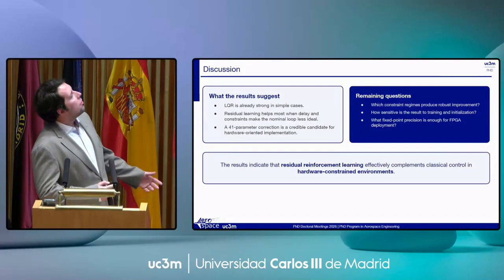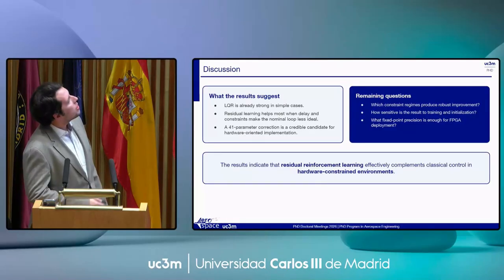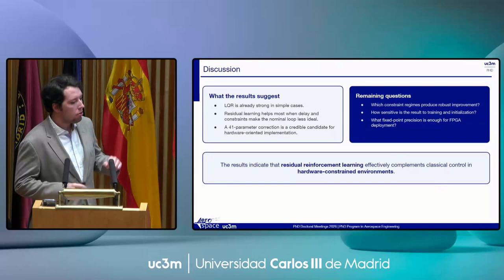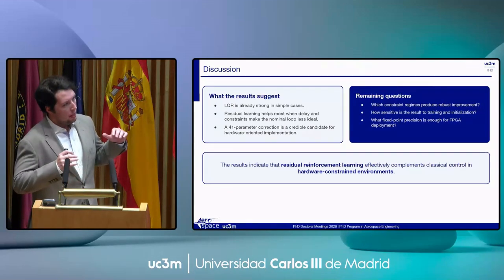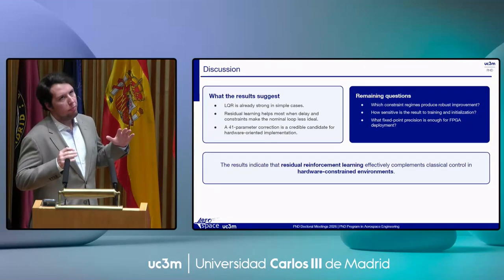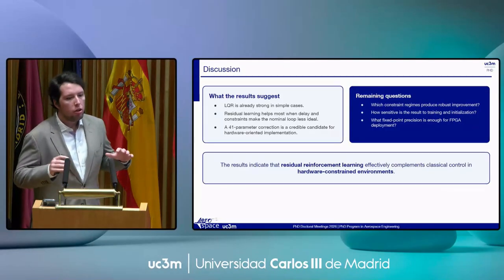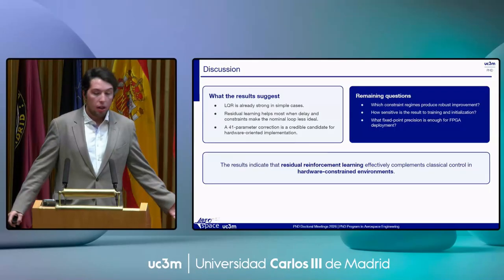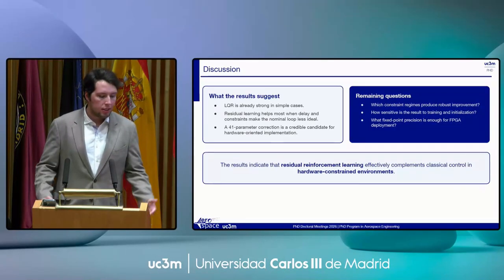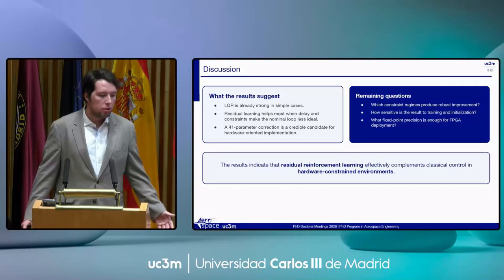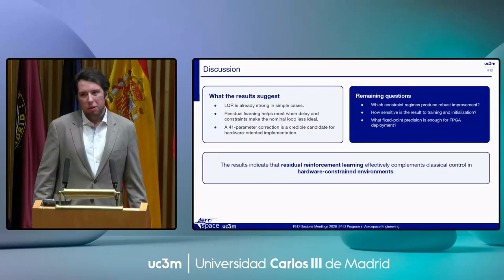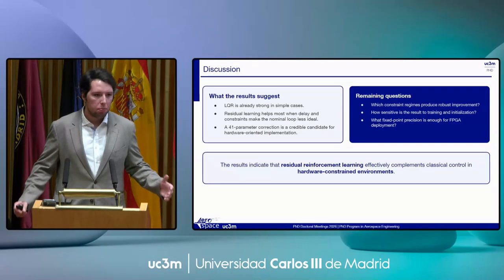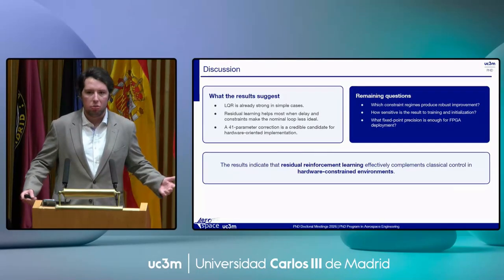So, as said before, what are the results suggesting? Well, the LQR is already strong enough. It works really well, but the residual learning is helping all these parameters work better with nonlinear behaviors. Then the 41 parameter correction is a credible candidate for a hardware-oriented implementation. But as said before, we have some remaining questions, right? Which constraint regimes produce robust improvement? Because it's not always the case that we are messing too much, maybe, with the LQR plant, with the model, and maybe that's not a real thing.